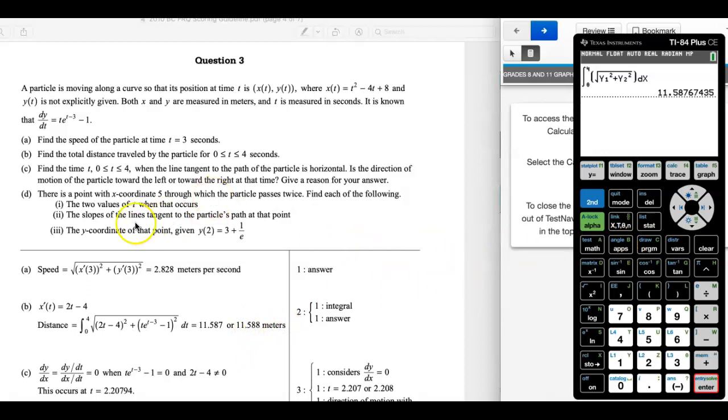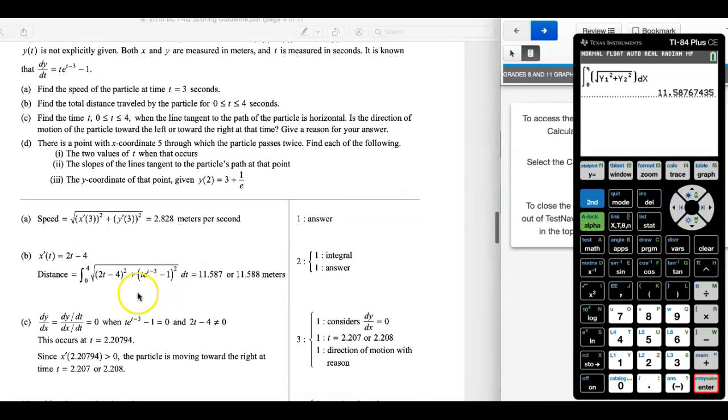Okay, moving on to part C. We want to find the time between 0 and 4 when the line tangent to the path of the particle is horizontal. What we know with a horizontal tangent line is that the slope of that line is 0. So notice in the solution guide it says dy/dx is equal to 0. Now, dy/dx is the same thing as dy/dt divided by dx/dt.